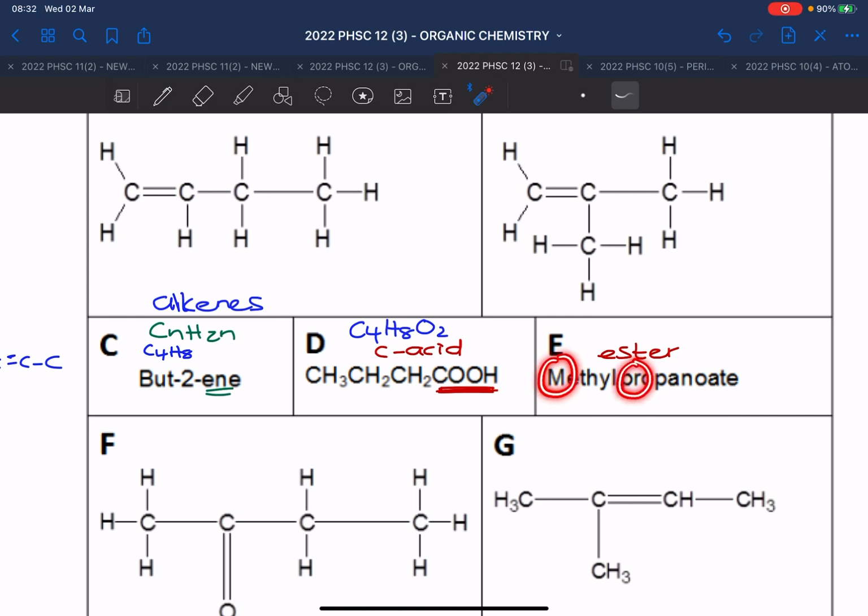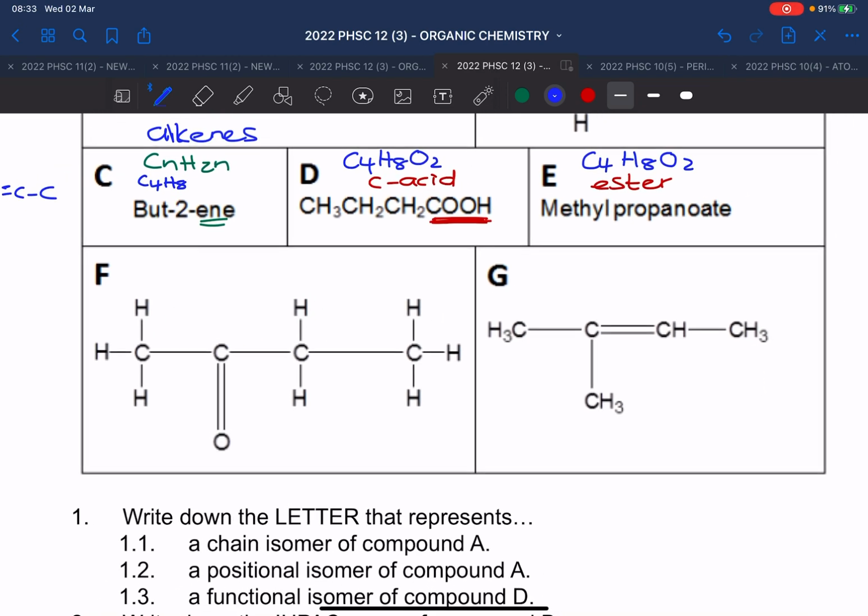Methyl propanoate. Meth is 1, pro is 3. So how many carbons? 4 carbons. C4. Okay. Then you can quickly go draw it for yourself. I'm just going to be quick. It will be H8O2. It will be that if you draw it. So you can see there, okay, wait a minute. These two have the same molecular formula, so they're isomers, but the functional group changed. Okay, so they are functional isomers of one another.